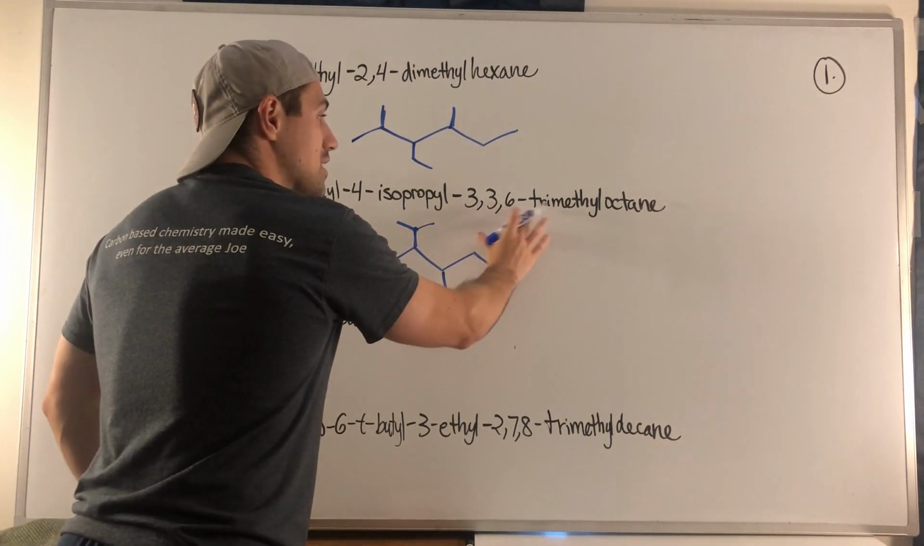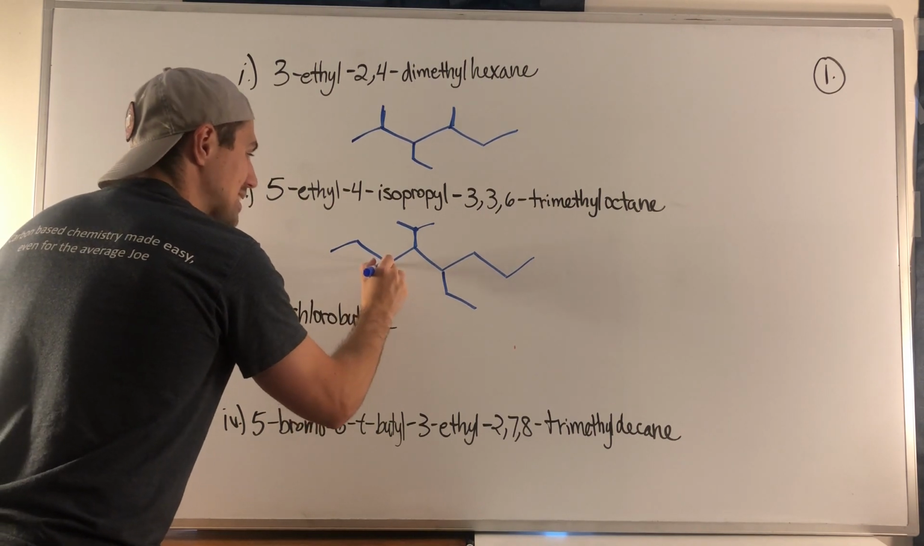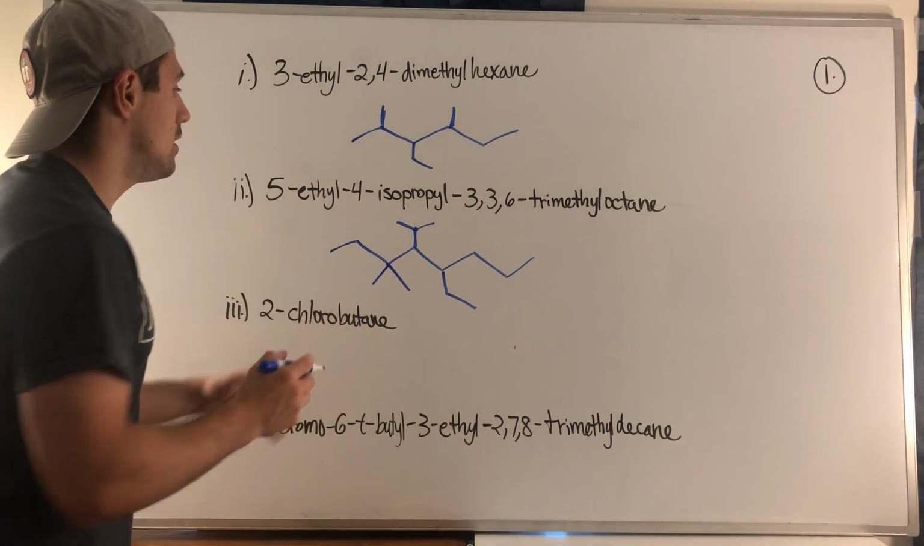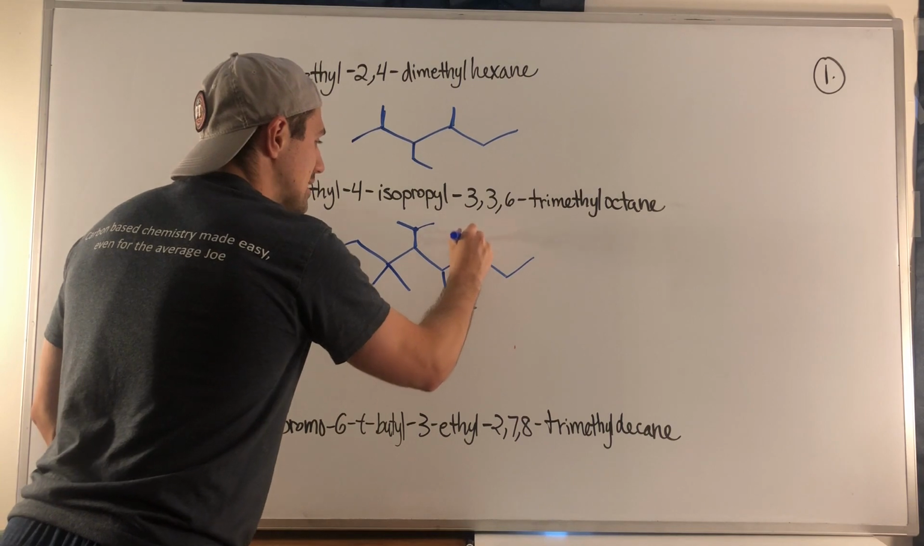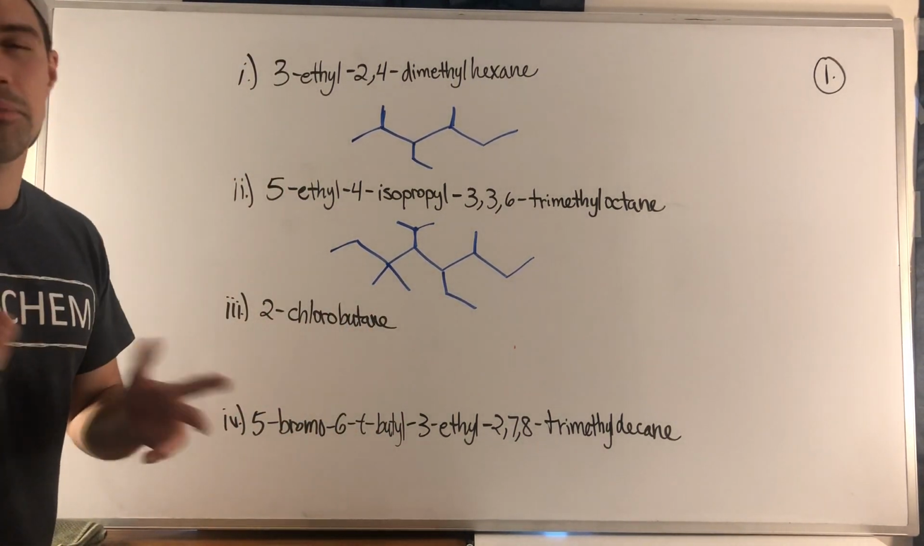So again, common naming, already paying dividends for putting in the effort. 3, 3, 6, trimethyl. So 1, 2, 3, we have not just one methyl, but a second, 2 methyls on 3, and then 4, 5, and 6. Done.